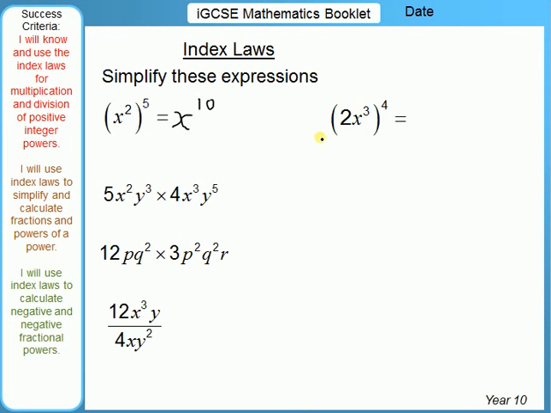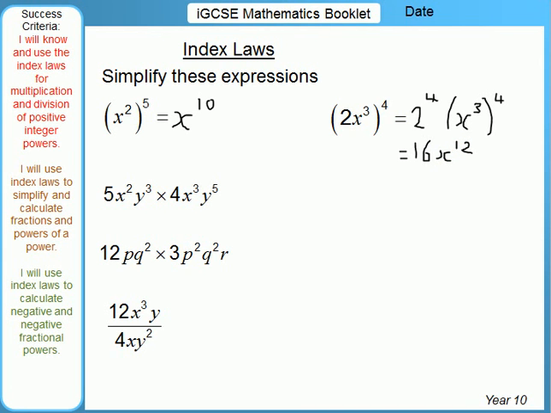So we separate out the 2 and the x cubed. So we do 2 to the power of 4 separately, and then we do the x cubed to the power of 4 separately. Now, 2 times 2 times 2 times 2 is 16. And x cubed to the power of 4, like our first example, will be x to the power of 12.